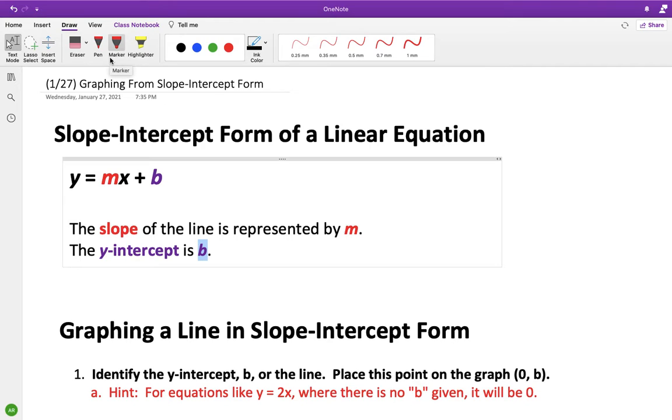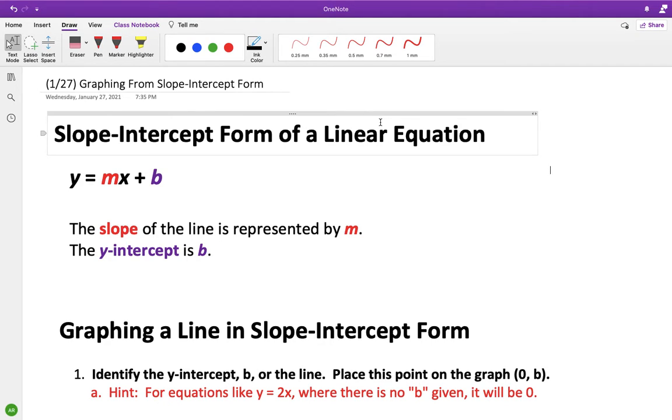You're watching this. This is Mr. Robinson, and a quick review of graphing from slope-intercept form. Hopefully, this is a review. Hopefully, you kind of have this concept down. If not, well, here's a chance to get all the information you should need to graph a line that's in slope-intercept form.